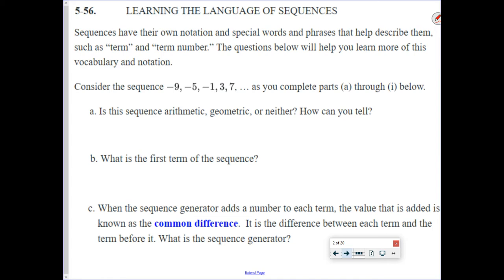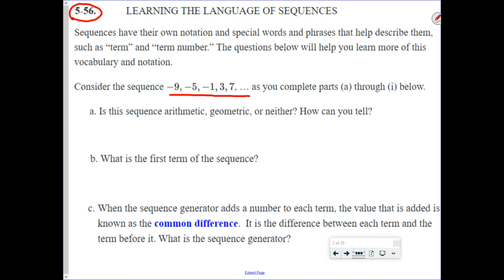All right, consider the sequence, and actually please write this down. For problem 5.5.6, write 5.5.6 and write the sequence: -9, -5, -1, 3, 7, and so on. Okay? Write that down at the top, nice and big, okay? -9, -5, -1, 3, and 7.